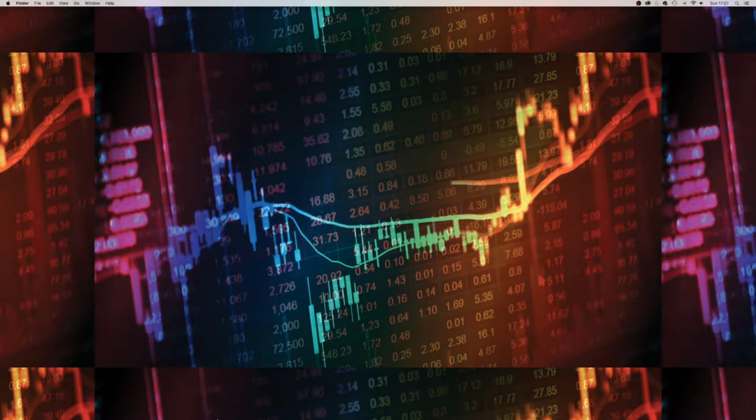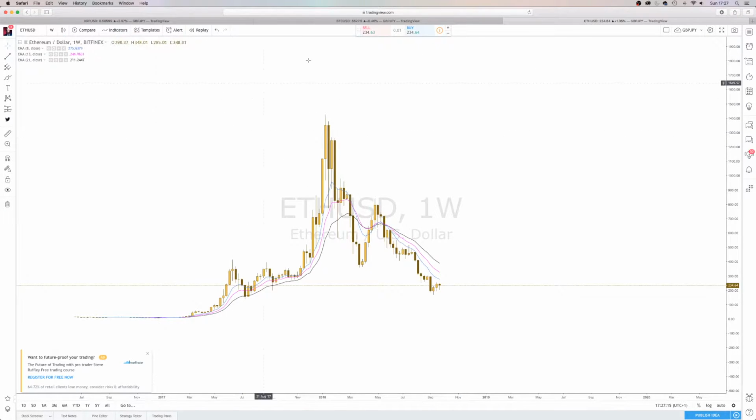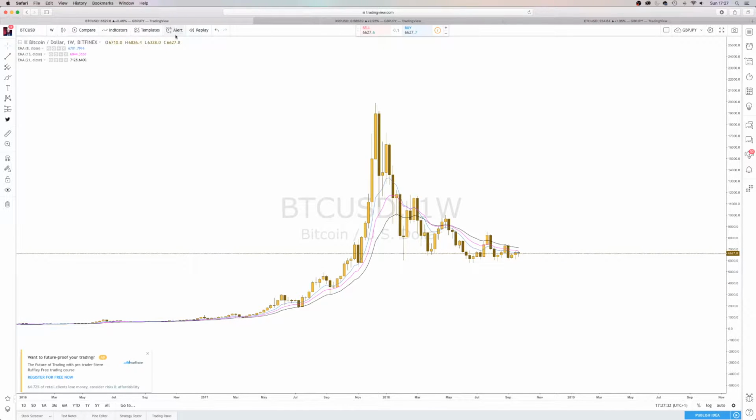Following on from my crash course this morning, what we're going to do is look at some simple support and resistance levels you can draw on your chart on tradingview.com. We're going to look at the top three: Bitcoin against the dollar, XRP against the dollar, and of course Ethereum against the dollar. So we'll do this in chronological order.